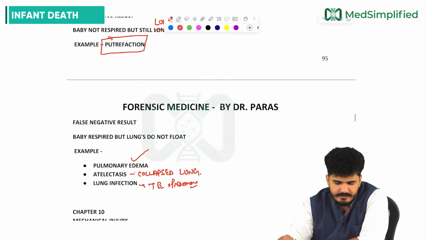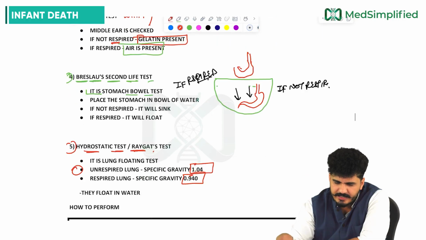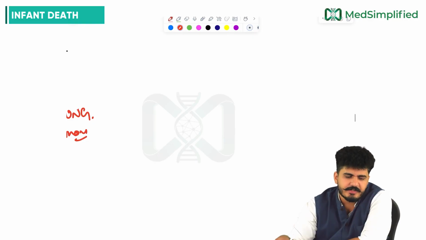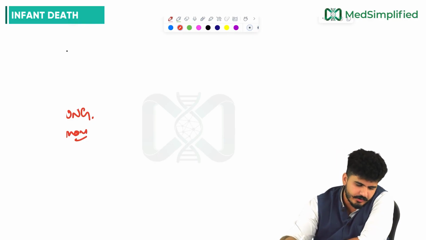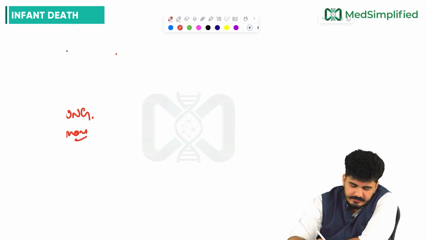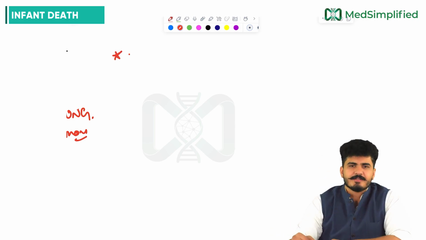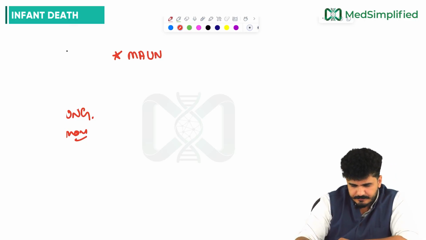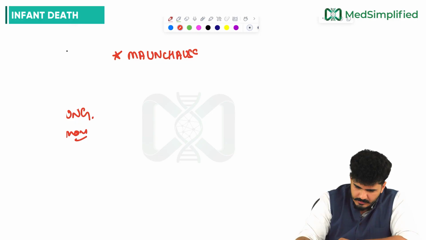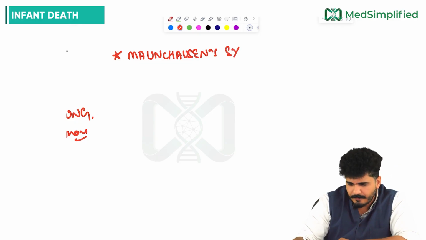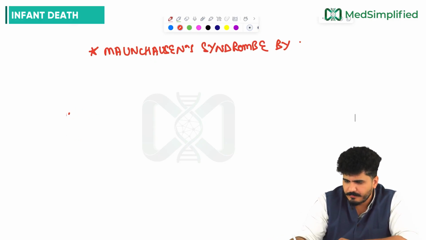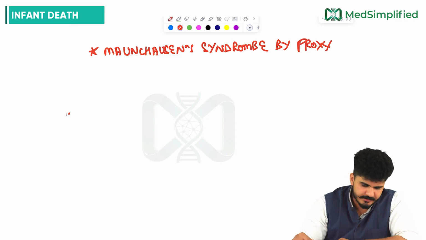Another important thing here, sir: just one thing to add. That is called Munchausen syndrome. So the other thing is Munchausen syndrome, you can write it, Munchausen syndrome by proxy. Proxy can be parents, my dear friends.